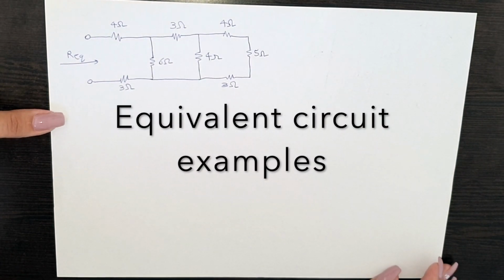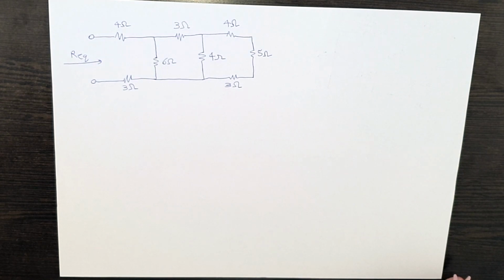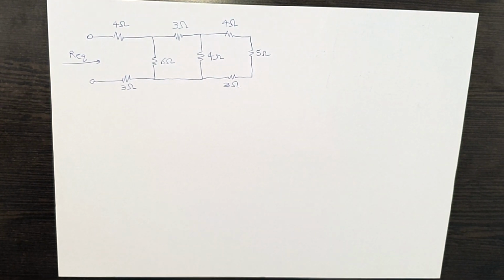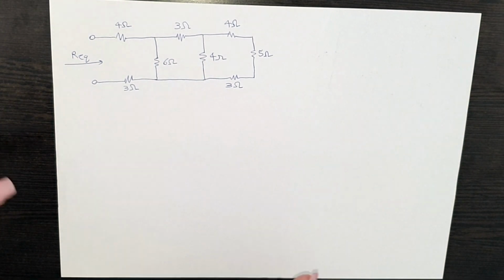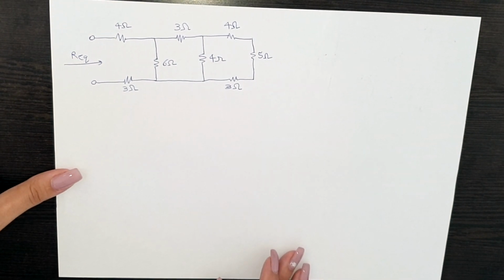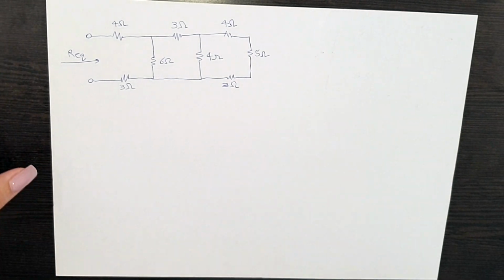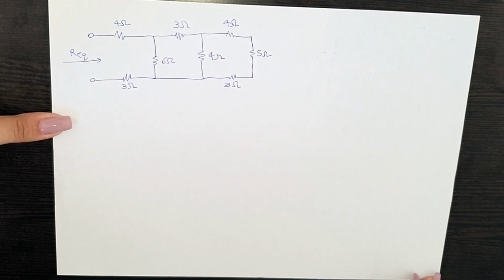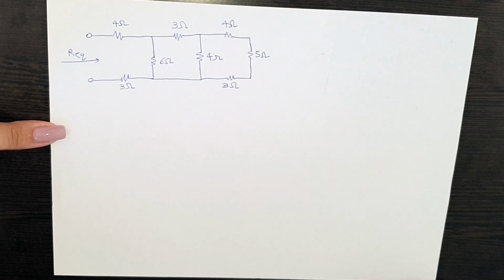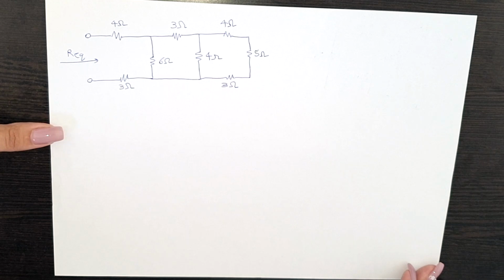Hello guys, I'm gonna be solving some examples about how to find the R equivalence or R total in circuits which have more than 2 or 3 resistors in different arrangements, so you can be more familiar with the concept of parallel and series resistors. It's very important to learn this because further on, when we go into more analysis methods for circuits, we're gonna need to know this properly.